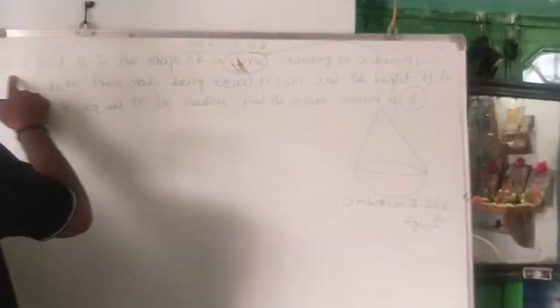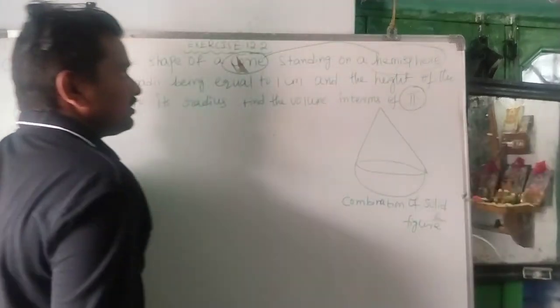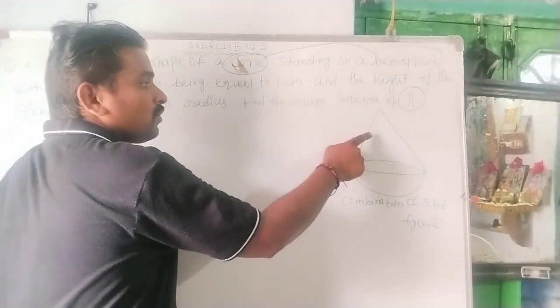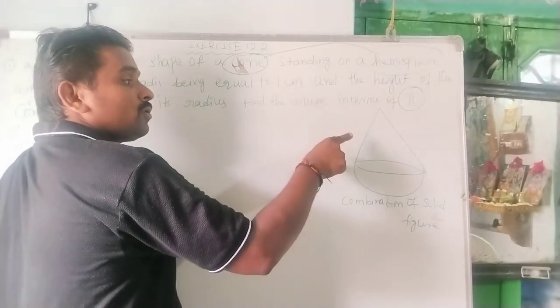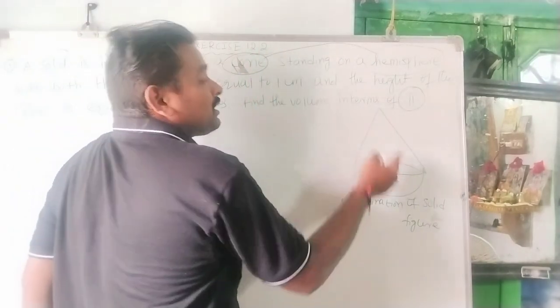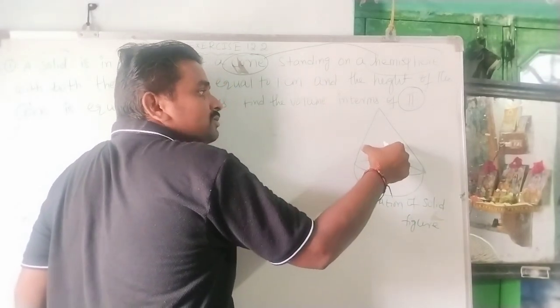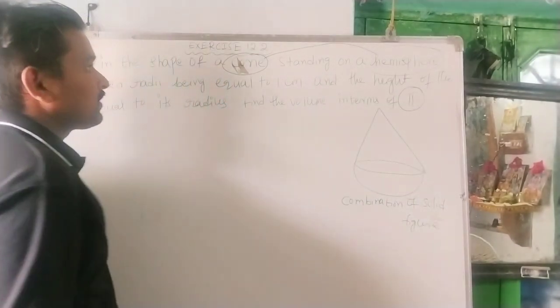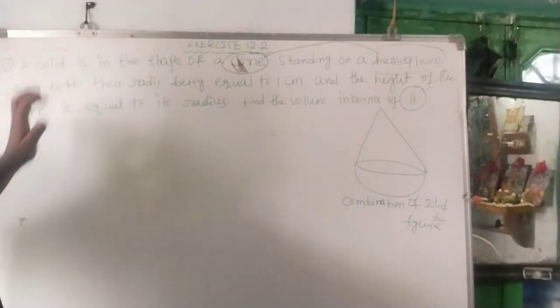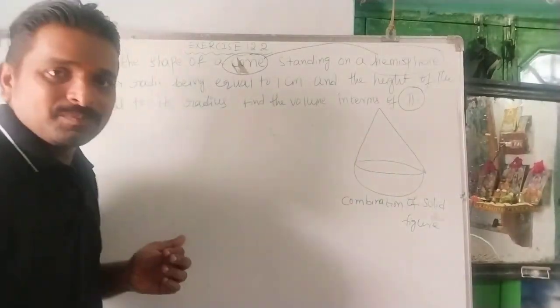A solid is in the form of a cone standing on a hemisphere. So here one cone is given. What is the position of the cone? Where did we place this cone? We kept this cone on the hemisphere. So first we have to take one hemisphere. On the hemisphere we have taken one cone. Both means two figures, hemisphere and cone.